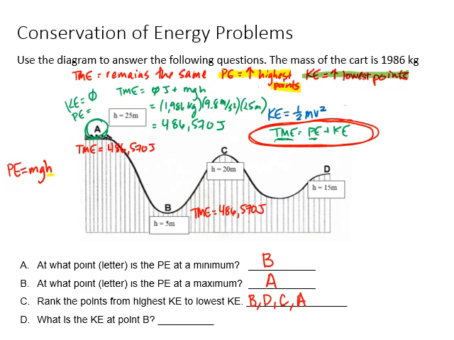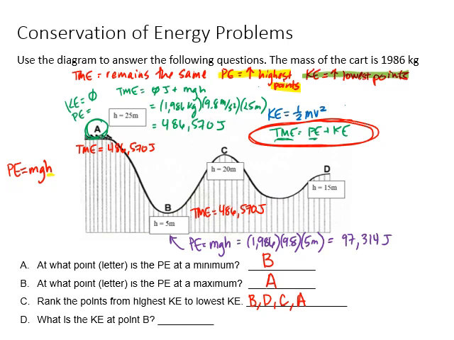So for the potential energy, we need to find the potential energy at this height. Potential energy equals mass times gravity times height. The mass is 1,986. Gravity is 9.8 meters per second squared. And height in this case is going to be 5 meters. Once we multiply all of these, we get 97,314 joules.